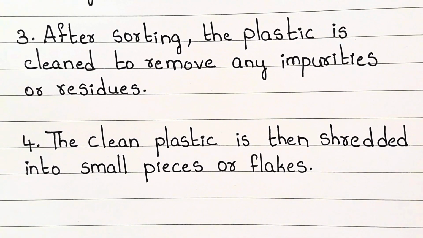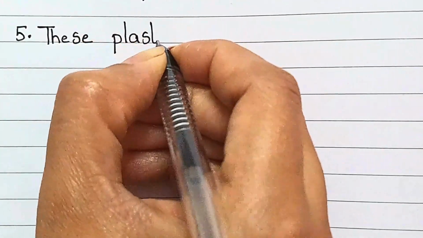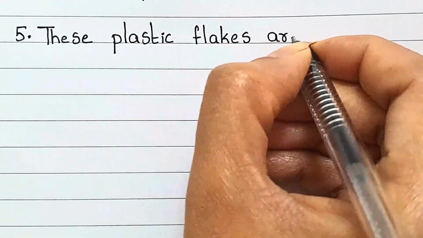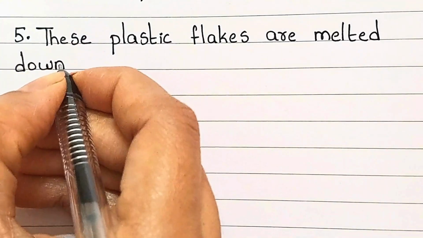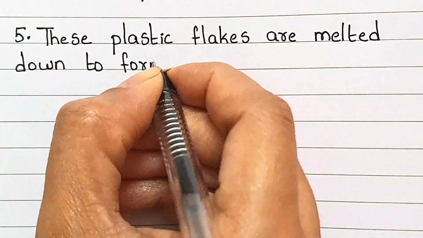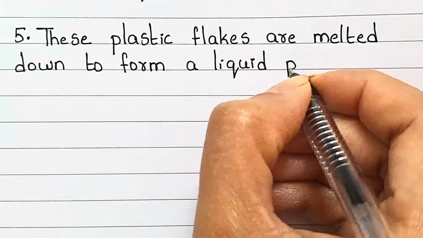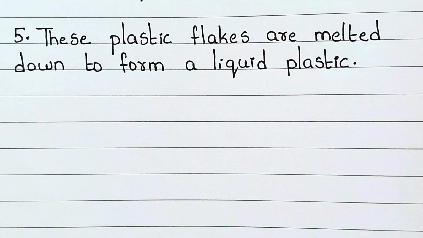The clean plastic is then shredded into small pieces or flakes. These plastic flakes are melted down to form a liquid plastic.